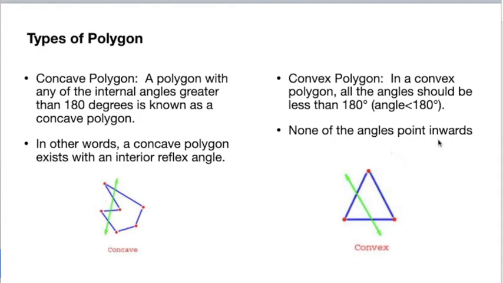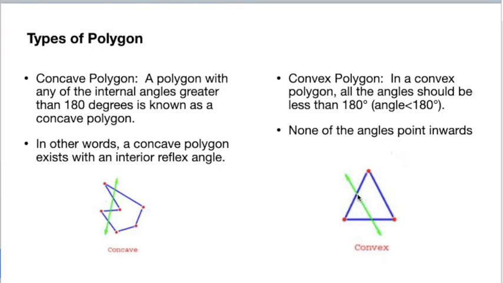A convex polygon is a polygon where all the angles are less than 180 degrees. If you see this triangle, all these internal angles are less than 180 degrees, and there is no angle that points inwards. All the angles are pointing outwards. Such polygons are called convex polygons.